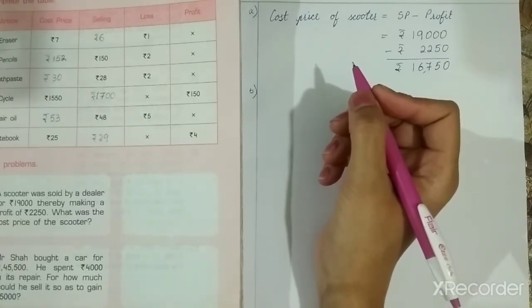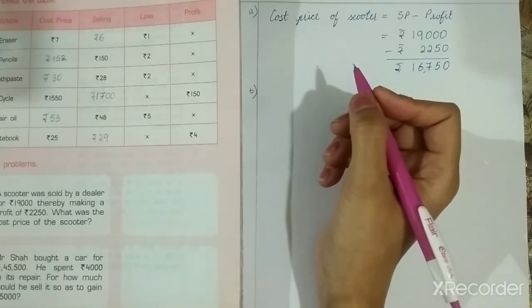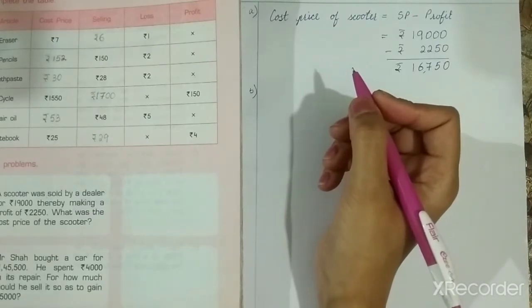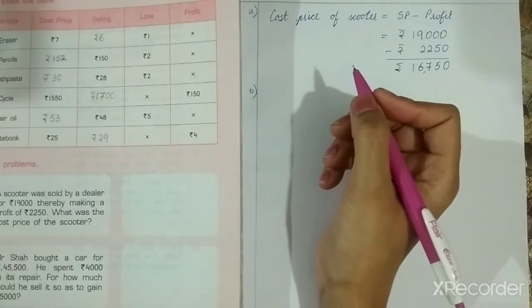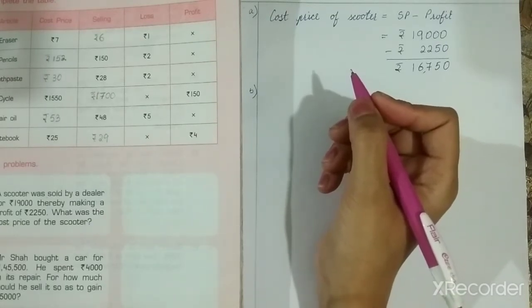Next, Mr. Shah bought a car for ₹1,45,500. He spent ₹4,000 on its repair. For how much should he sell it so as to gain ₹1,500?